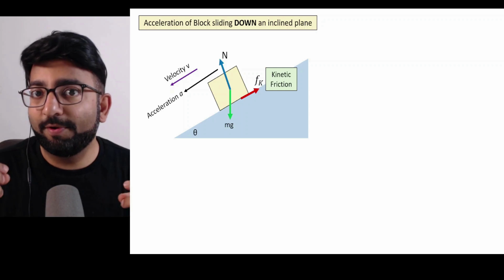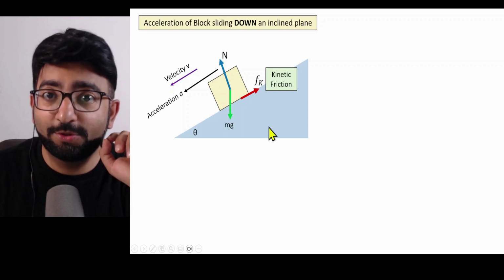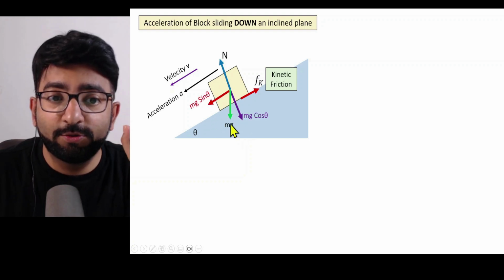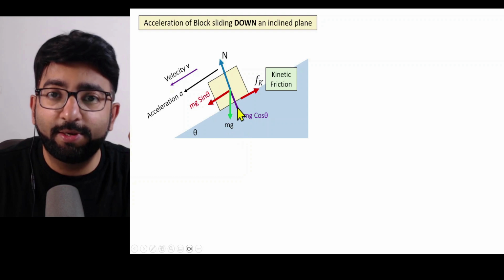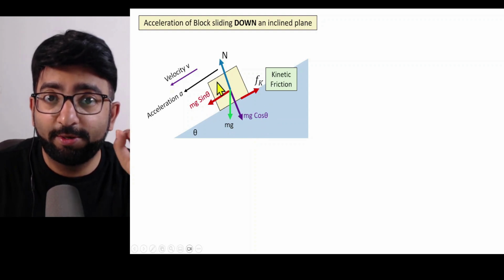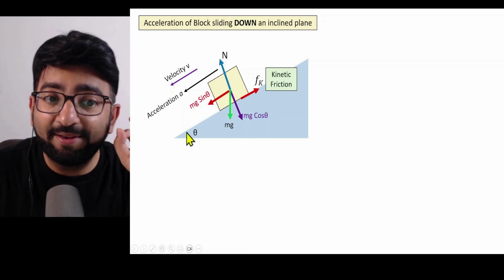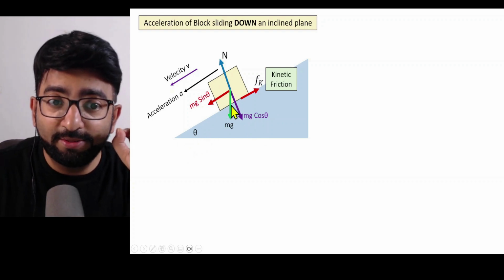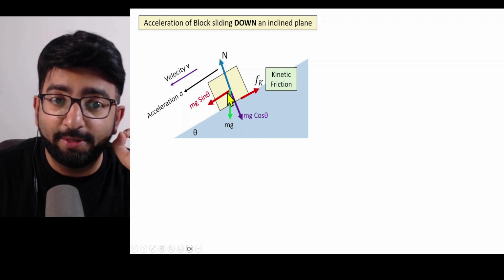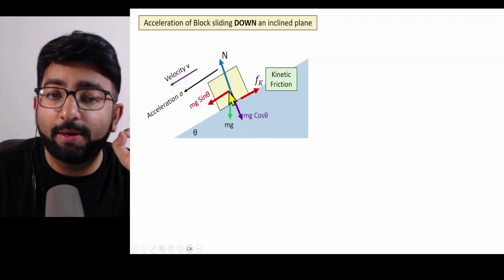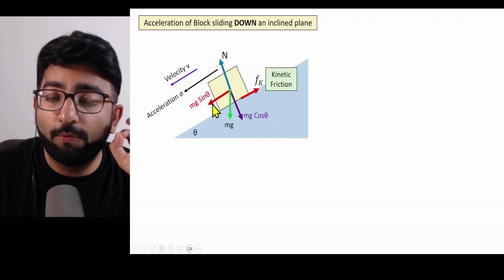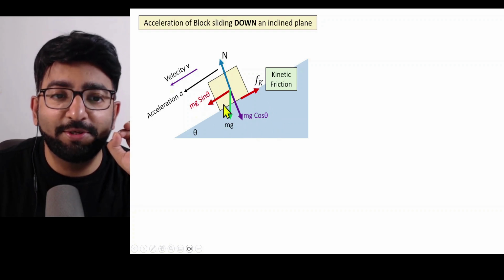Step two, how do we figure out what is the net force acting on this object? For that, we will break the mg into two components. The component which is perpendicular to the incline will be mg cos theta, and this particular component will be mg sin theta. And how are we doing this? Because if the angle of inclination is theta, then this small angle over here is also theta. That means the component which is perpendicular to the incline will have the cos parameter, so mg cos theta, and the other component will have the sine parameter, so mg sin theta.